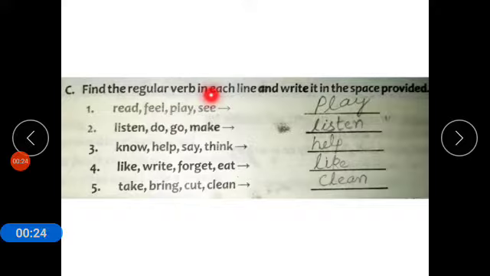So we have to find a regular verb. Before solving this exercise, you have to know what a regular verb is. For this purpose, we will look into the definition of regular and irregular verb. A verb following the normal pattern of inflection is called a regular verb.